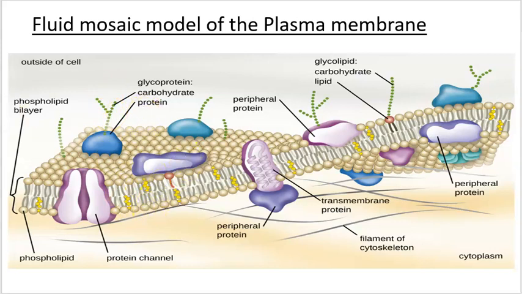So something like a sodium or a chloride ion cannot pass easily through this membrane, and so that's where we've got these protein channels that can open up and allow these molecules to travel back and forth across this.